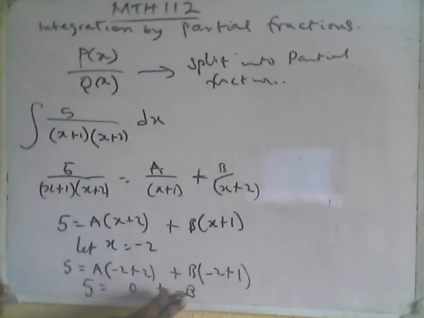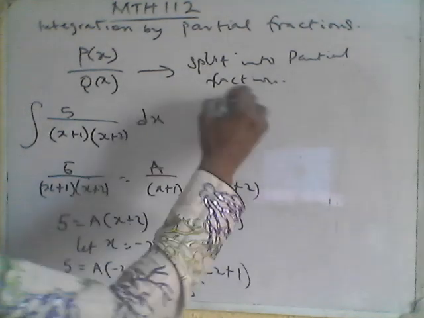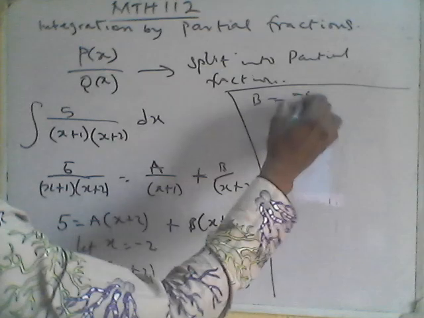So b is minus 5 for the first instance. Let me just continue here.